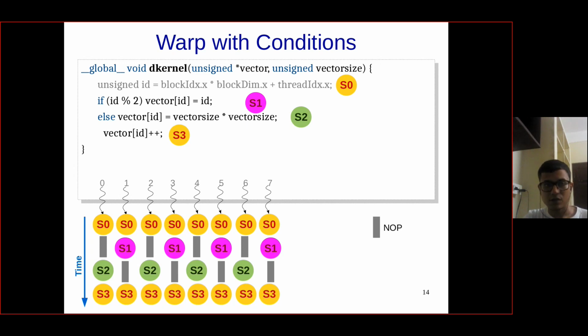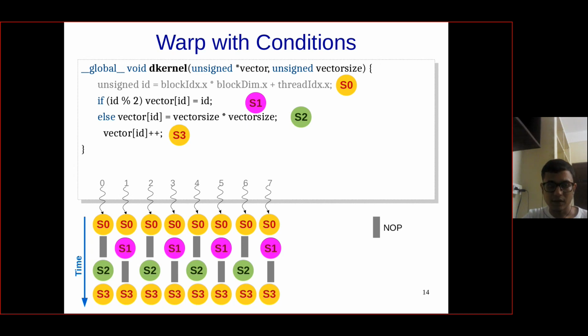Considering this statement as S0, this as S1, this as S2, and this as S3, and considering that the warp is just of size 8. Actually the warp is of size 32, but for this example, let us assume that the warp is of size 8. Then all the 8 threads of the warp will be executing S1. But while executing the S2 statement, odd ID threads will execute this S1 statement, but even ID threads will have to execute no op here.